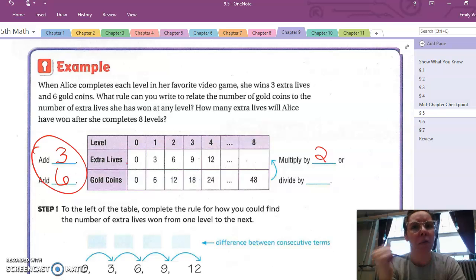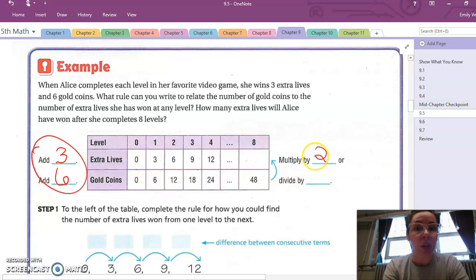Probably when you think about family, right? You're related to your grandmas and grandpas, you're related to aunts and uncles, you're related to cousins, siblings, parents. So being related to something means that it goes along with it. In this case, we're looking at numbers here. How is this number related to the number below it? Or, if we're going the other way, how is this number related to the number above it?